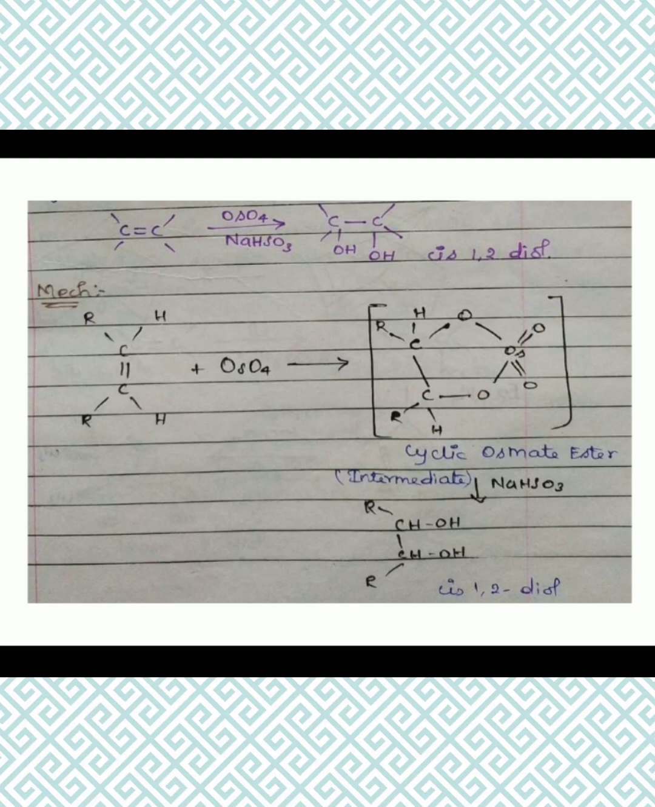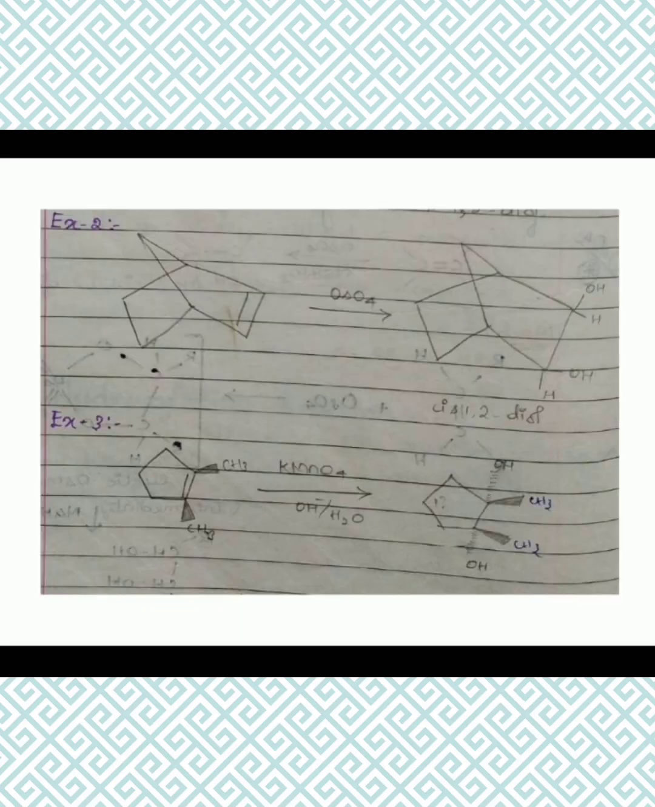For example, examples 2 and 3 both are examples of cis hydroxylation reaction using osmium tetroxide catalyst or KMnO4 catalyst. The product is cis 1,2 diol. That means the double bond gets hydroxylated and the hydroxyl group is mostly substituted on the less hindered sides.